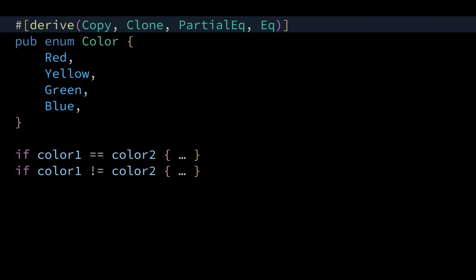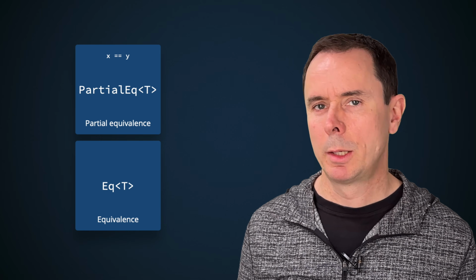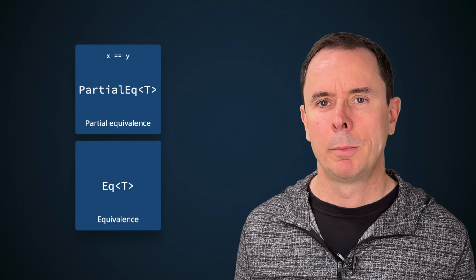These traits represent the ability to compare values for equality. So if I have 2 variables of type color, I can test if color 1 is equal to color 2, and I can test if color 1 is not equal to color 2. Why are there 2 traits? What does partial equality mean? Some values are more equal than others?